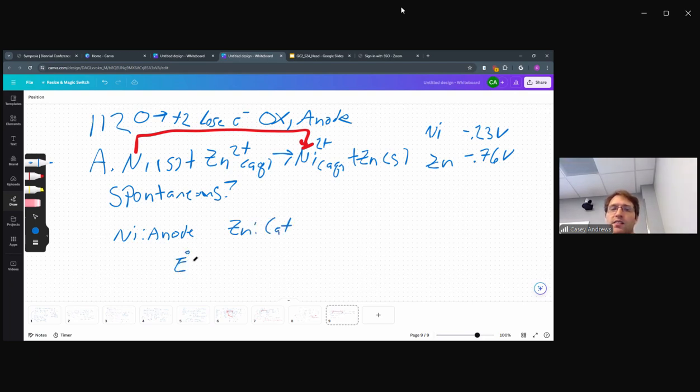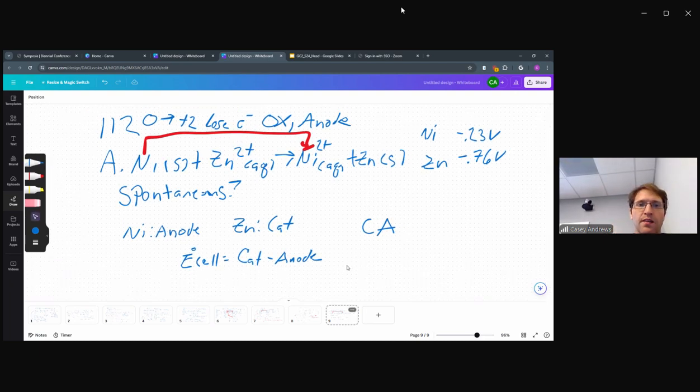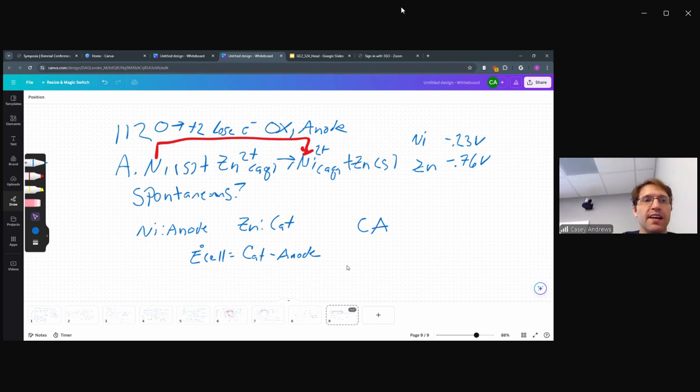E cell is my initials, cathode minus anode. That's why I can remember it easily, Ca. My cathode value is negative 0.76 minus my anode value, which is negative 0.23. E cell for this reaction is negative 0.53 volts, non-spontaneous. I have written this reaction backwards.